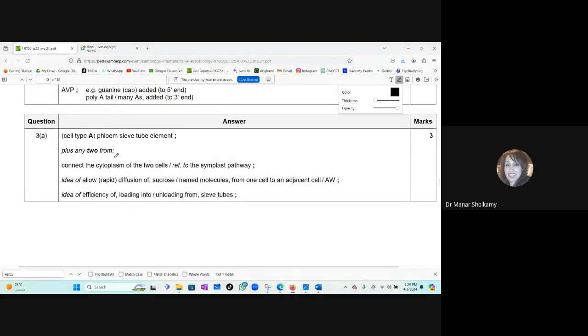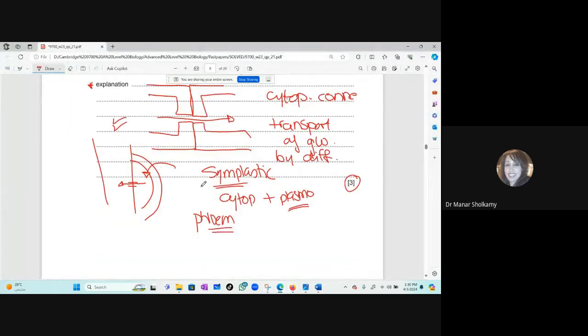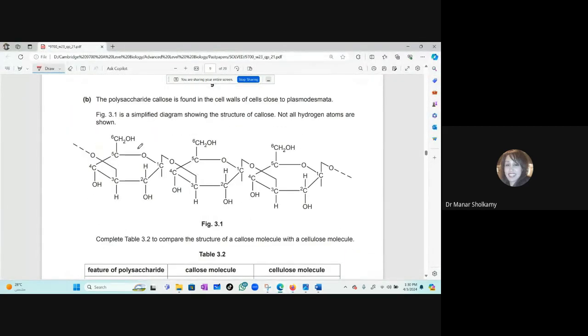We said that phloem sieve tube elements connect the cytoplasm, the symplastic pathway, perfect. Plasmodesmata allow diffusion of sucrose or molecules from one cell to another cell. Loading and unloading, we said all that. Any question, boys? Mariam, everything clear?